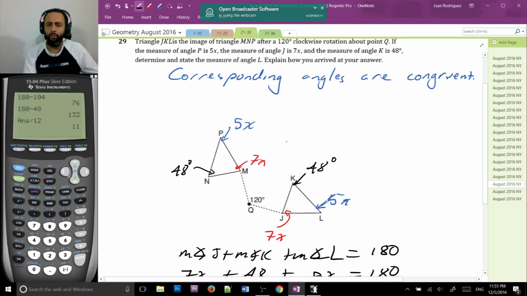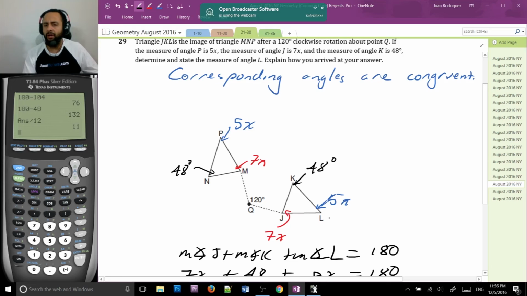Because of this, we can write, using the fact that the measure of angle J is 7x, we know that the measure of angle M is also 7x. Using the fact that the measure of angle P is 5x, we know that the measure of angle L is also 5x. And since we know the measure of angle K is 48 degrees, we know the measure of angle N is also 48 degrees.